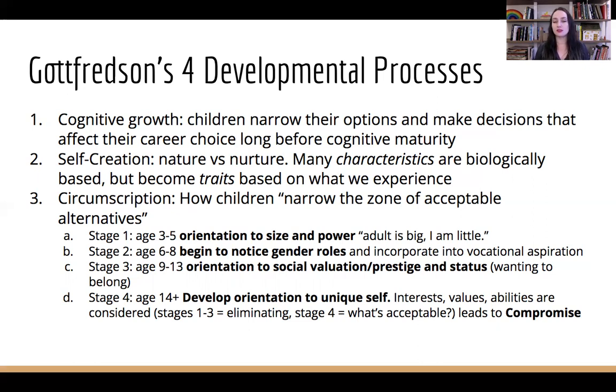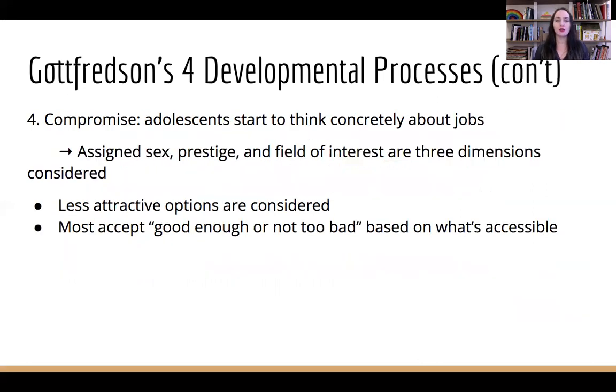And this leads to the 4th process, which is compromise. And compromise is when adolescents start to think concretely about their jobs. This includes looking at their assigned sex, prestige, and field of interest when considering all of this. This is when less attractive options are considered, and most will accept good enough or not too bad jobs based on what's accessible to them.